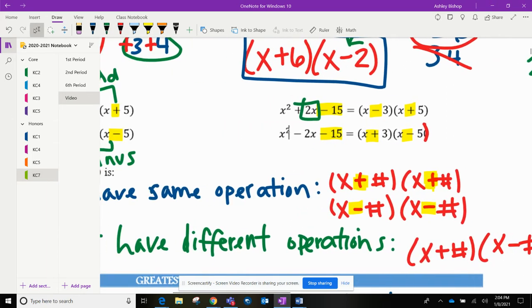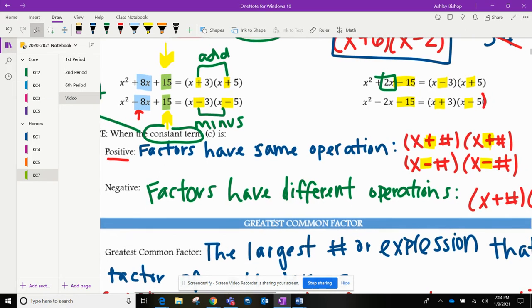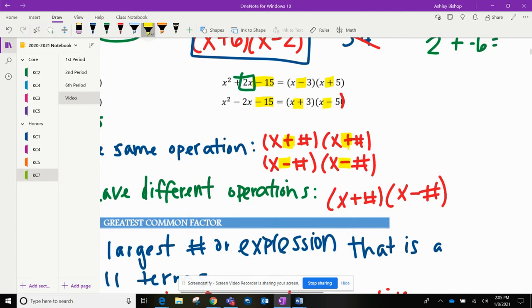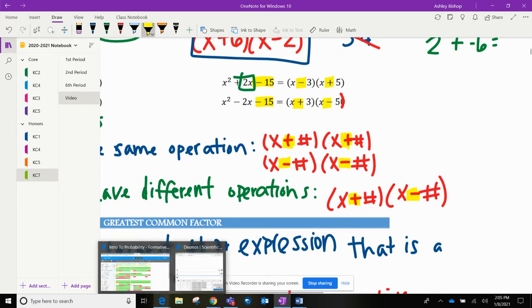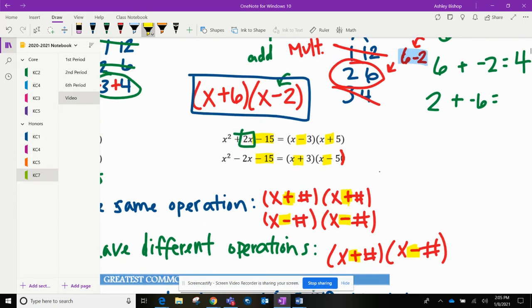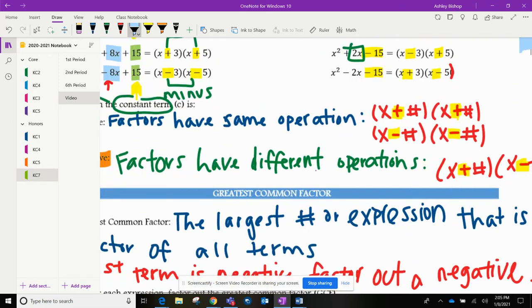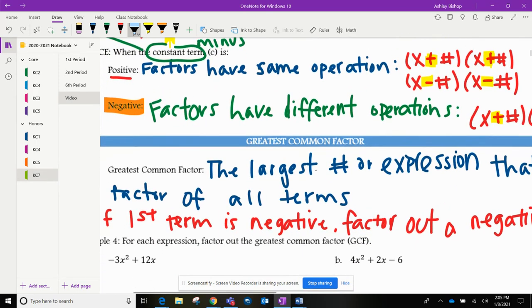All right, so you're going to want to pause the video and write down what I just said about that. If your last term is negative, that's where I'm at, the factors have different operations. X plus a number and x minus a number. One's positive and one's negative. So this should save you time. It'll take you a little bit to refer back to, but it'll save you a little bit of time so that you don't need to come up here and write out all the options like we did over there. Okay? Alrighty, so pause that video, make sure you get all of that written down.